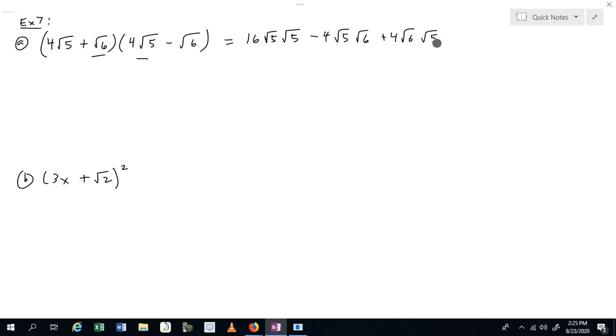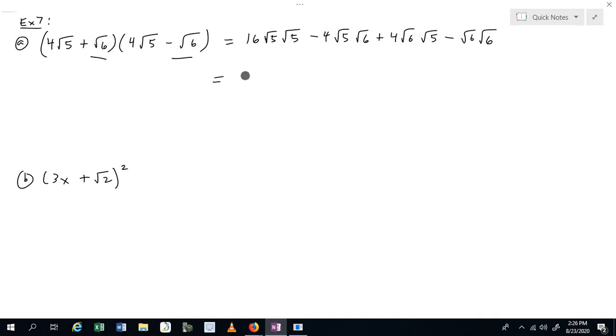You could say square root of 5 and then square root of 6. Whatever order you want. The order in which you multiply doesn't matter. And then the last. Now notice, for the last, you're going to get a negative number. A negative times a positive, so that's definitely negative. And then square root of 6 times square root of 6.